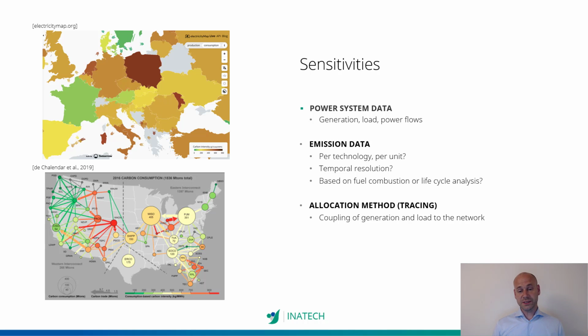So, for example, the power system data. How good is your data and how detailed is your data on generation, load, and power flow patterns? How high is the spatial and also temporal resolution for that? And then the emission data. So do you have emission coefficients per technology only for a certain area or country, or do you have information about the emissions per unit, so per power plant? And how good is your temporal resolution?